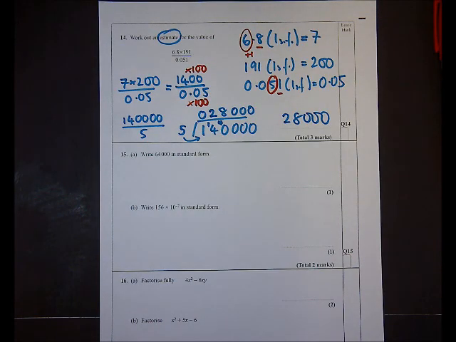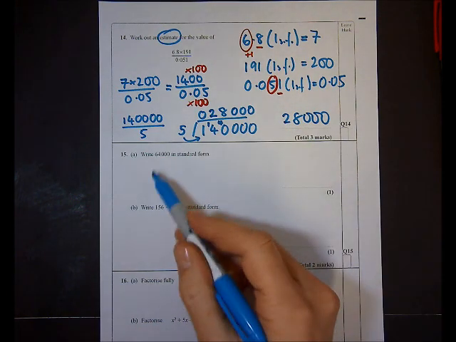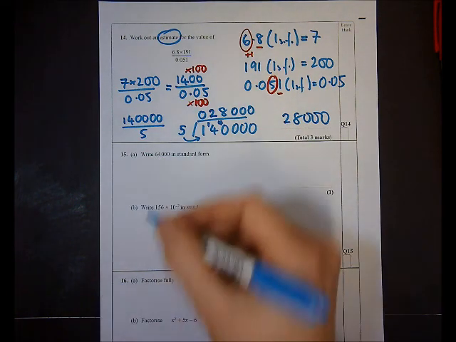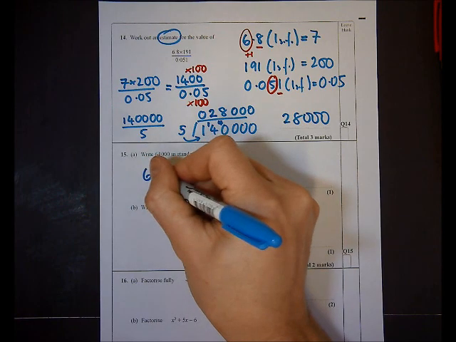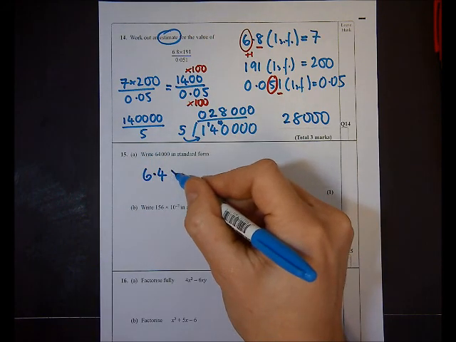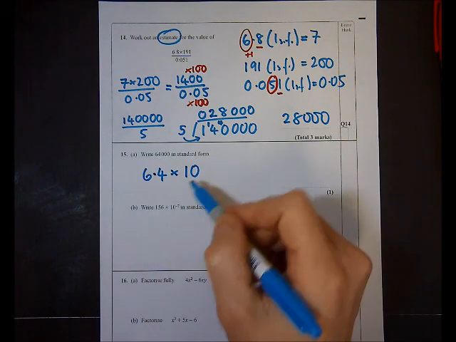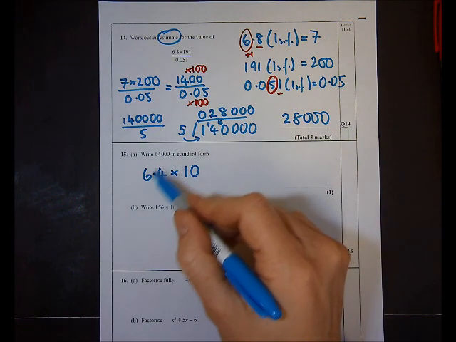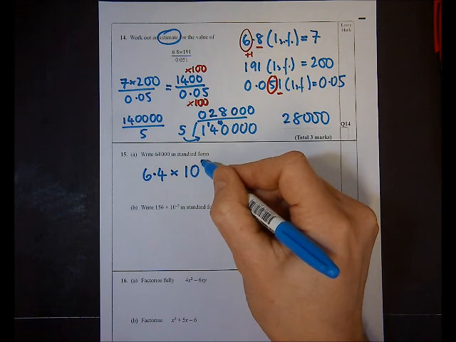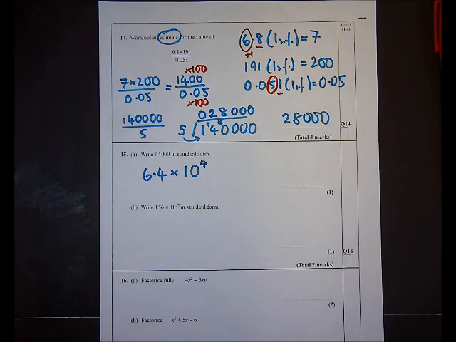On question 15, I'm asked to write 64,000 in standard form. So I need a number between 1 and 10, so that's going to be 6.4. And that needs to be multiplied by 10 to the power of something to give me 64,000. So if I multiply it by 10, that will give me 64, and then I've got 3 more zeros, so I need to do times 10 to the power of 4.